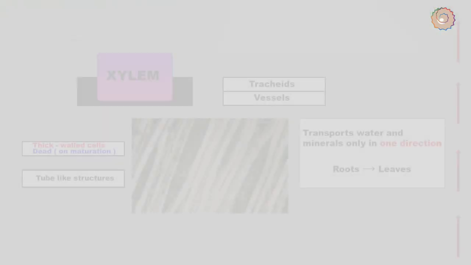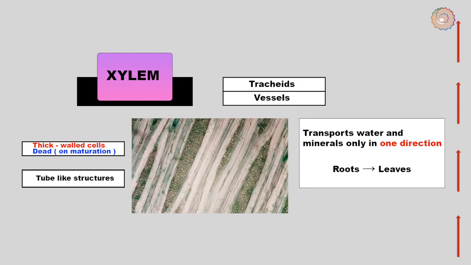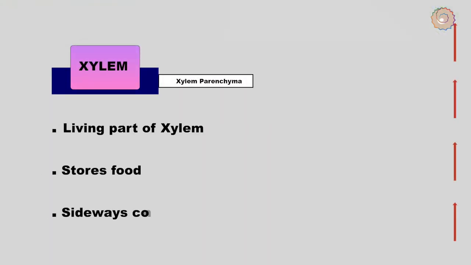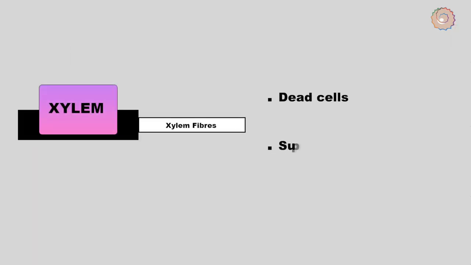Tracheids and xylem vessels are thick-walled, long tube-like structures made of dead cells that allow transportation of water and minerals vertically within the plant. Xylem parenchyma is the living part of xylem. It helps to store food and in the sideways conduction of water. Xylem fibers are dead cells with thick cell walls. They provide mechanical support to plants.